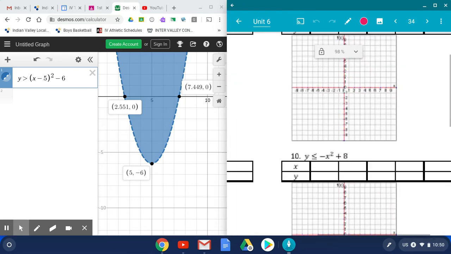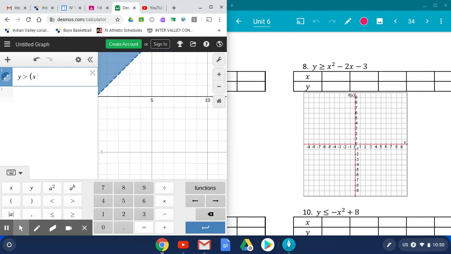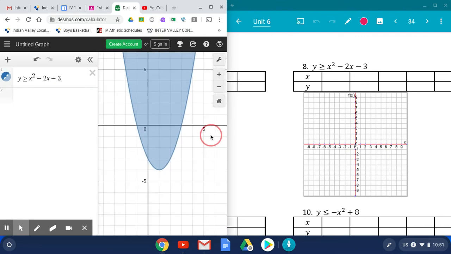Let's go to the back side, number 8. Now, as I look at number 8 and I start to type it in, I can see that my sign is now greater than or equal to, which tells me as I'm plugging this in, my line should be a solid line.